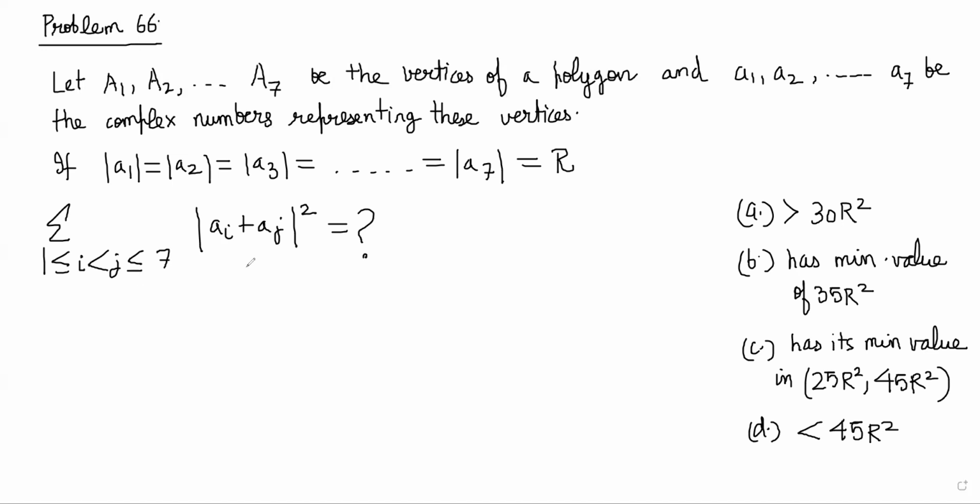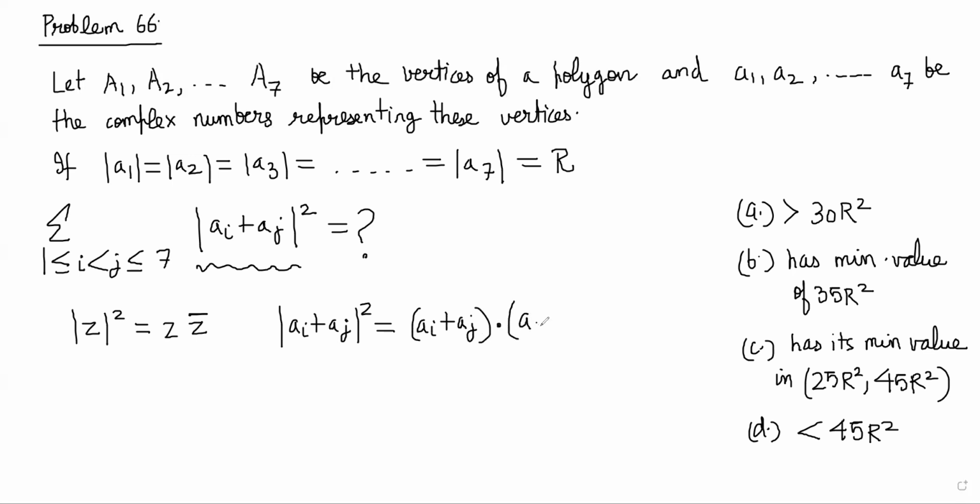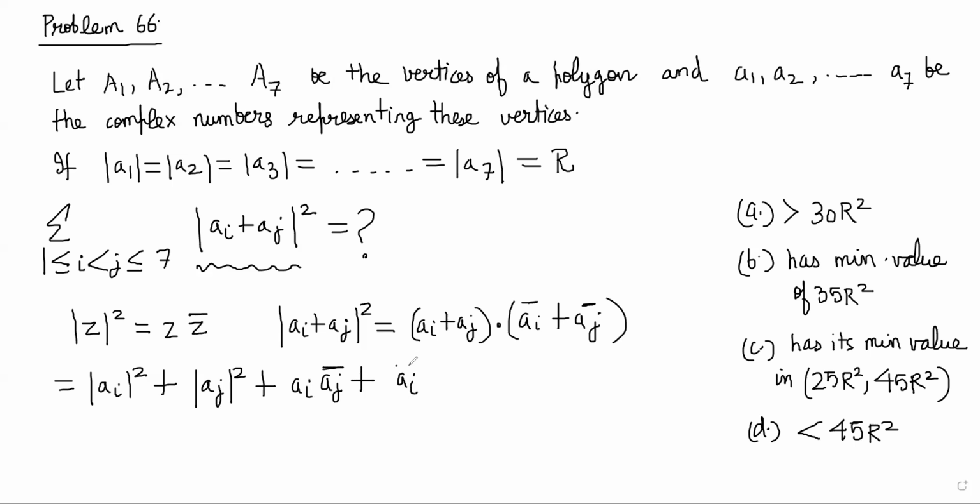summation. Whenever I have a summation like this, mod of something square, I will use the property mod of z square is z into z conjugate. So here mod of ai plus aj whole square will be ai plus aj times ai conjugate plus aj conjugate. And now this will become mod of ai square plus mod of aj square plus ai times aj conjugate plus ai conjugate times aj, right?